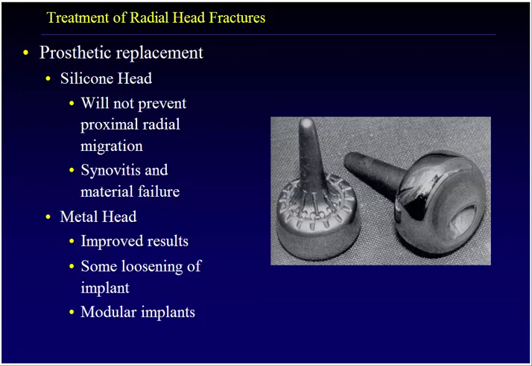With prosthetic replacement, silastic head implants will not prevent proximal radial migration, and they have been shown to be associated with significant silicone synovitis. So for that reason, the silicone radial head implant should not be used. So use a metallic head implant. They've been shown to be associated with improved results. You can expect that there may be some loosening. And now that we have modular implants available, the results have been even better.